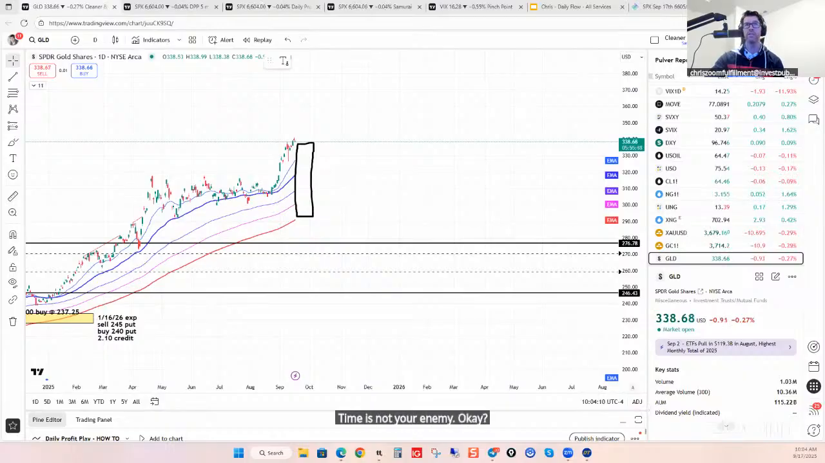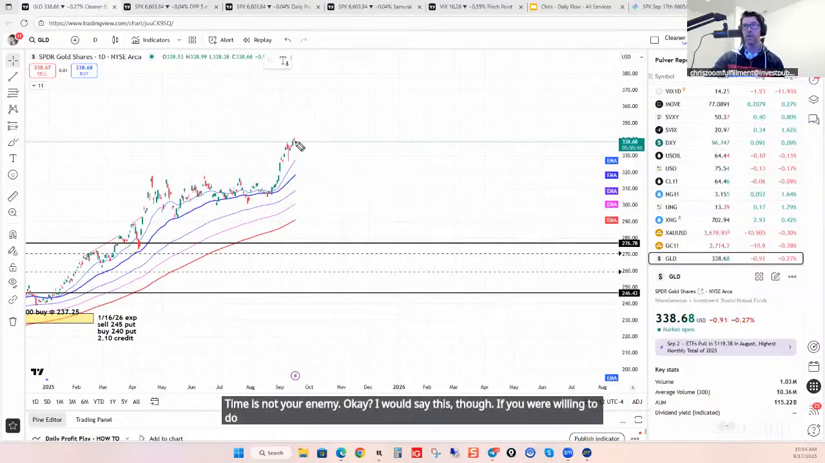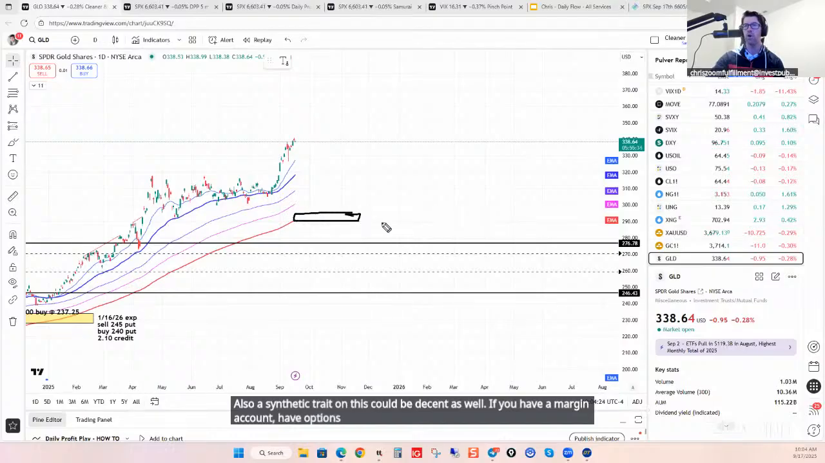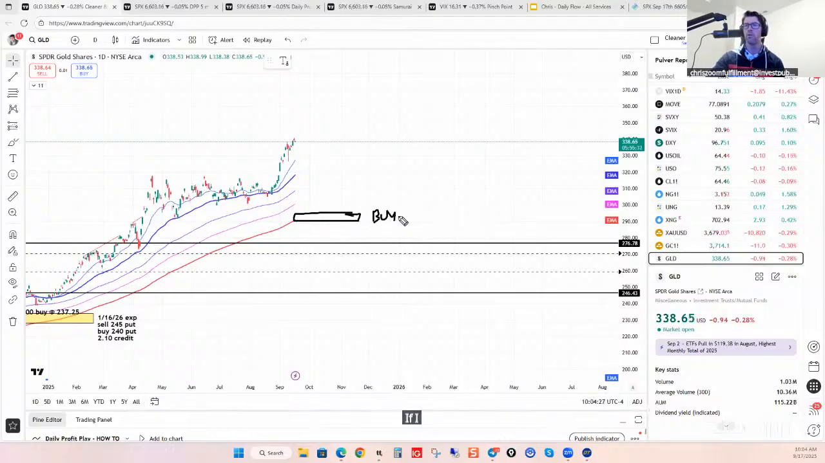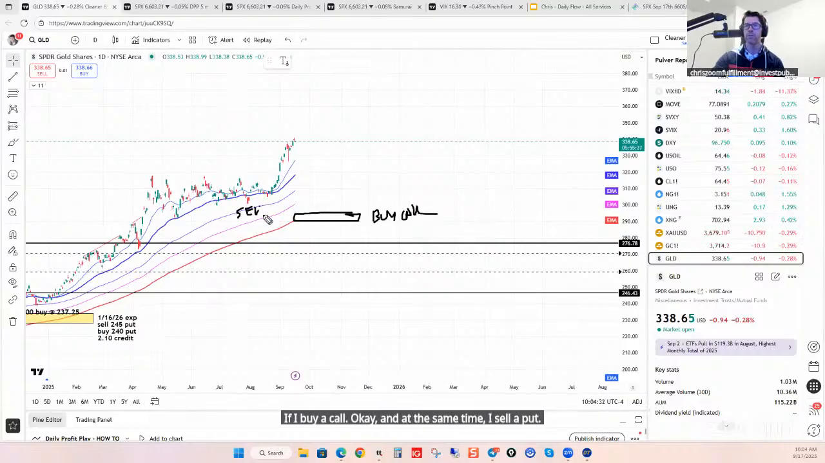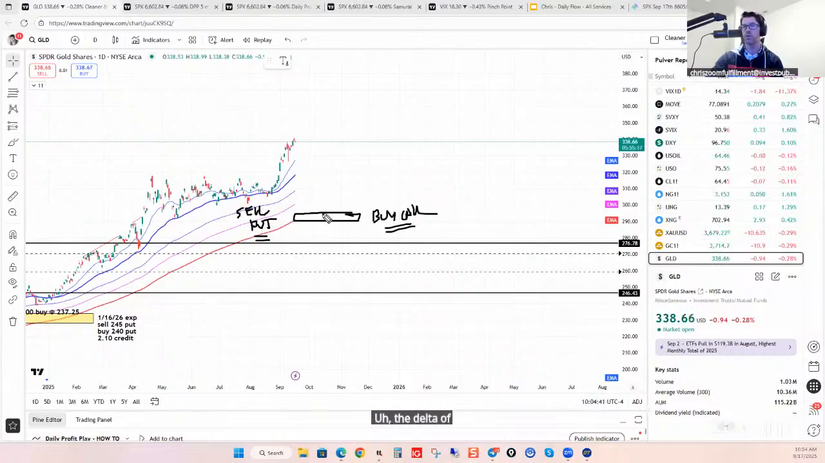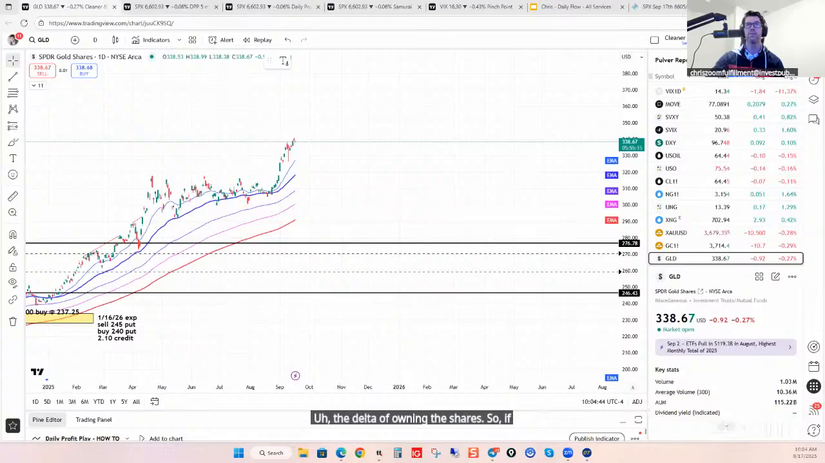I would say this though, if you were willing to do a LEAP and we pull back, then I would say a LEAP makes some sense to get some appreciation. Also, a synthetic trade on this could be decent as well, if you have a margin account and have options. If I buy a call, and at the same time I sell a put, expressing to the broker that I'm willing to own the shares, as well as buy a call, I get the leverage of the long call and I get the delta of owning the shares.